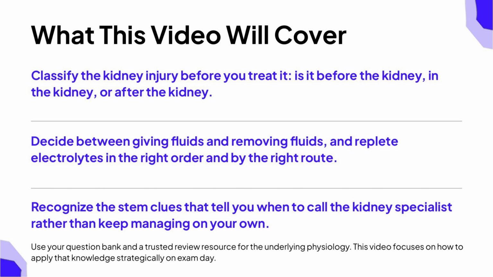Second, we will tackle the choice the test loves to put in front of you, which is whether to give fluids or to remove fluids, and we will see how the exam tests repleting electrolytes in the correct order and by the correct route. Third, we will learn to spot the stem clues that signal it is time to involve the kidney specialist instead of continuing to manage on your own.